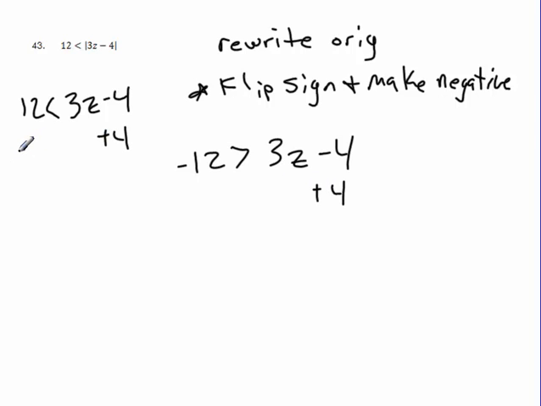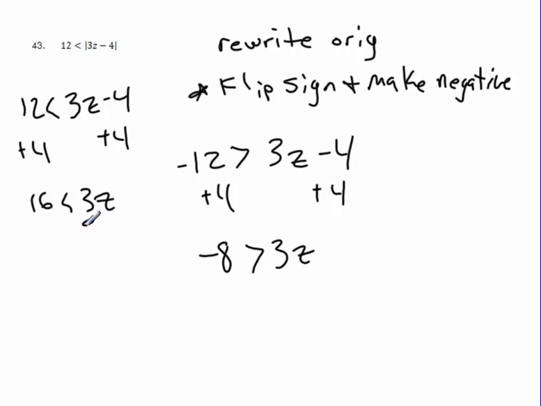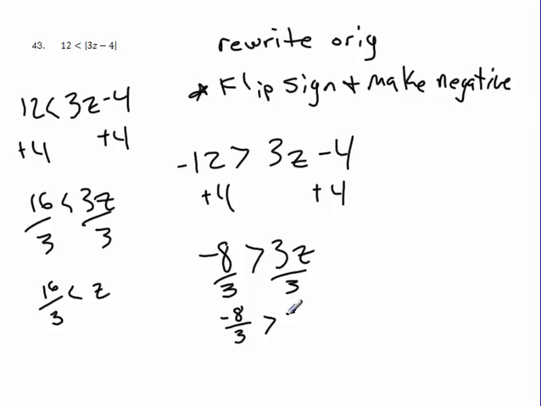Now I add 4, plus 4, plus 4. I can do them both at the same time. I got a lot going on in my life, so I can do that. Plus 4: negative 12 plus 4 is negative 8. Negative 8 is greater than 3z. We divide by 3. So I have 16 thirds is less than z. And over here, divide by 3. I have negative 8 thirds is greater than z.